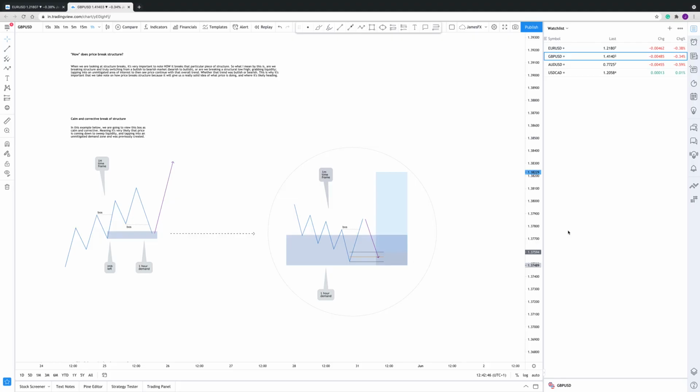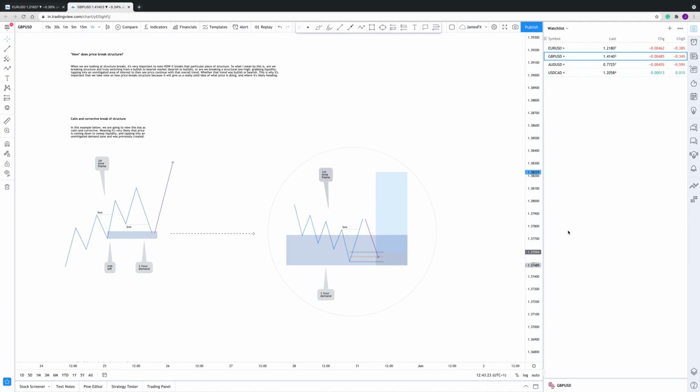Okay, so moving on, I want to get into looking at how price breaks structure. When we are looking at structure breaks, it's very important to note how it breaks that particular piece of structure. So what I mean by this is, are we breaking structure and truly switching from a bullish to a bearish market, or vice versa, bearish to bullish? Or are we breaking a structural low or high, grabbing liquidity, tapping into an unmitigated area of interest to then see price continue with the overall trend, whether that be bullish or bearish?